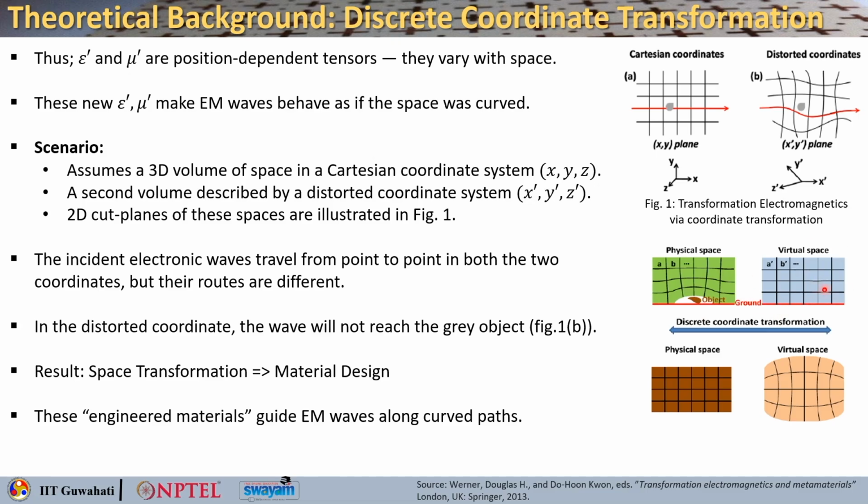This can be the physical space, this can be your virtual space, and so on, right. So all these things can be done by coordinate transformation, and you have to find these engineered materials that are basically helping you guide the electromagnetic waves in this distorted coordinate system following some curved paths.